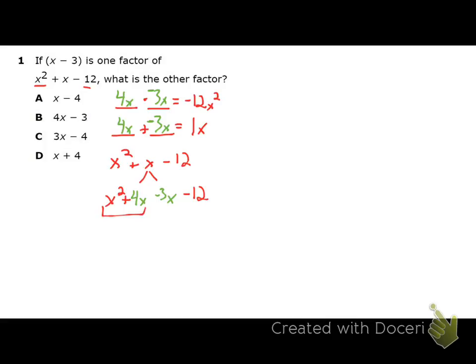Now let's factor by grouping. I'm going to look at my two little groups here. The GCF of x squared and 4x is x. And once I factor that out, that would leave us with x plus 4. I see that there's an x in both of those, so I factored it out to the front. And we do the same thing here.